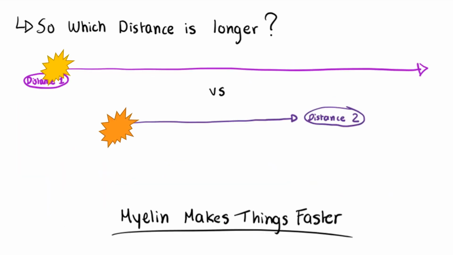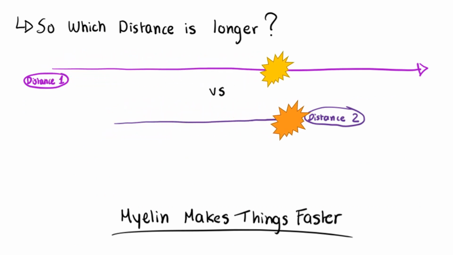So, which impulse travels the shortest distance and travels down the axon faster? We can see that distance 2 is shorter, meaning that the myelinated axon conducts electrical impulses faster and on a shorter distance.